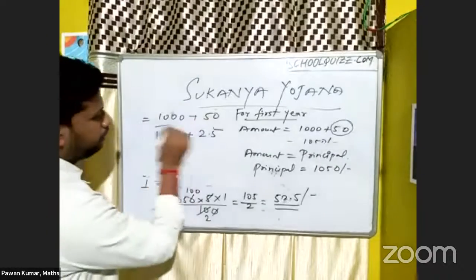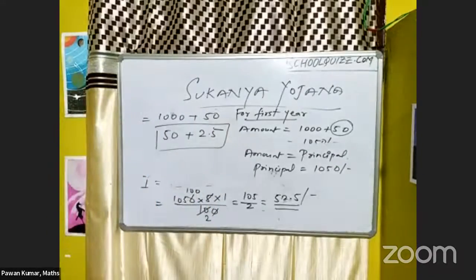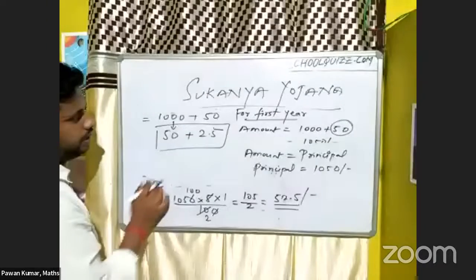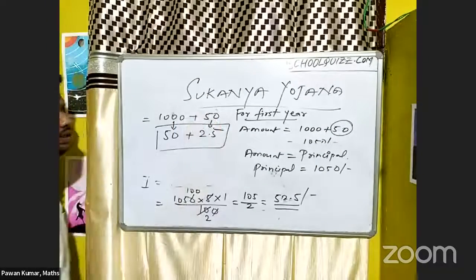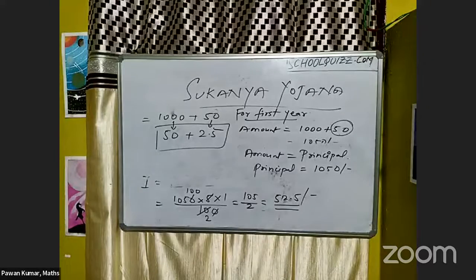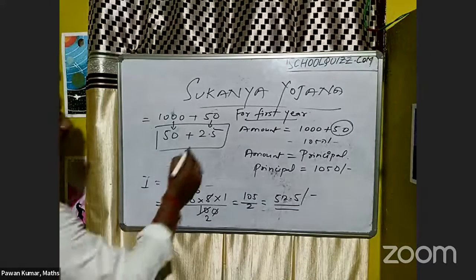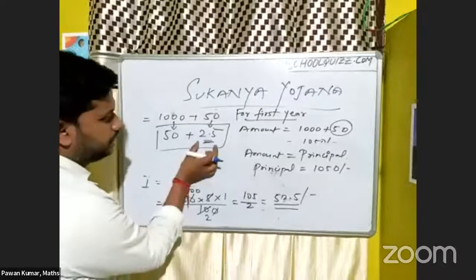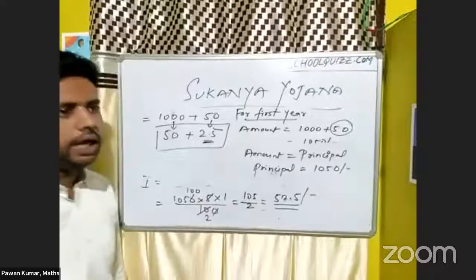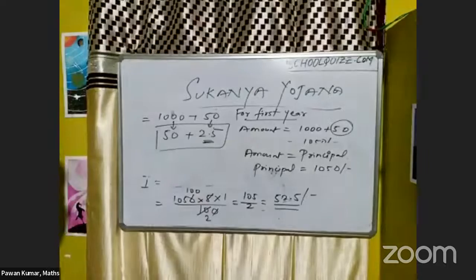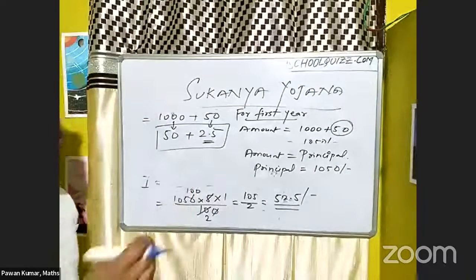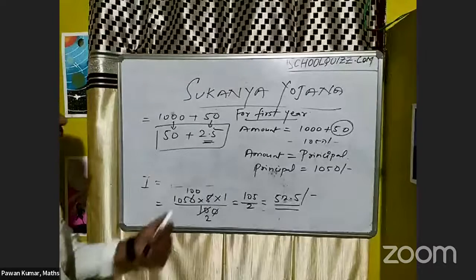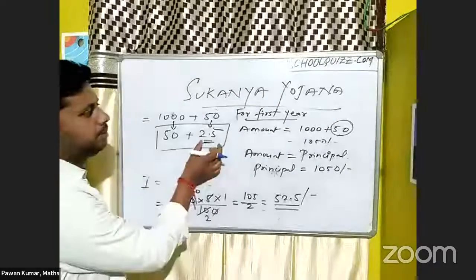If it is compound interest, then they will charge you for the principal and they will charge you for the interest also. Understand this point? If they charge you for interest also, then if you are the borrower, that will be a loss for you. But suppose you are giving some money to others and you are taking compound interest, this will be the profit for you.